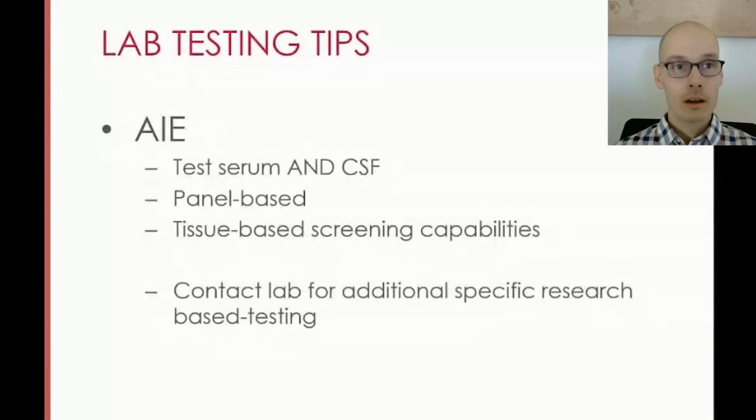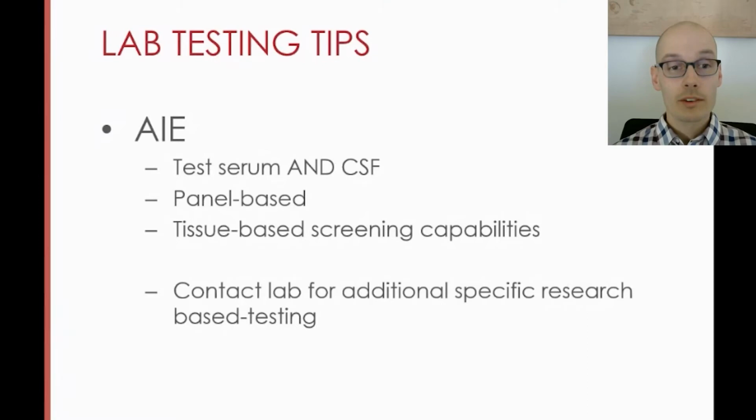Now, to finish things up a little bit, I want to offer some tips for laboratory testing of this condition. So in autoimmune encephalitis, you want to test the serum and the CSF. Now, the reason for this is, as we've already mentioned, for example, in GFAP neurological conditions, CSF is very much more sensitive than serum. And this is also similar in anti-NMDA receptor encephalitis, where CSF is much more sensitive and specific than serum as well.